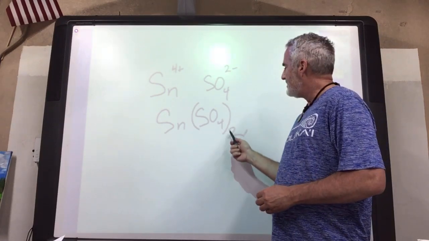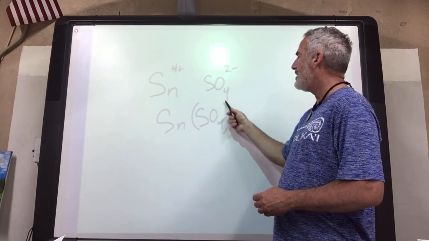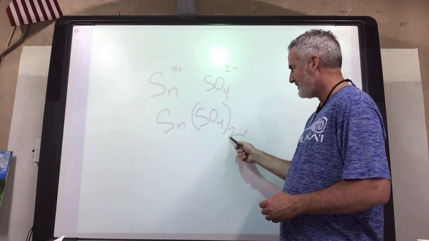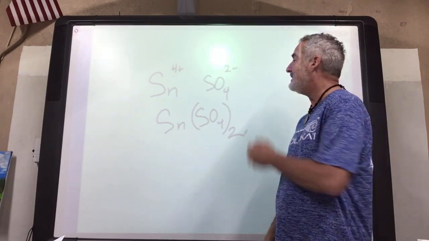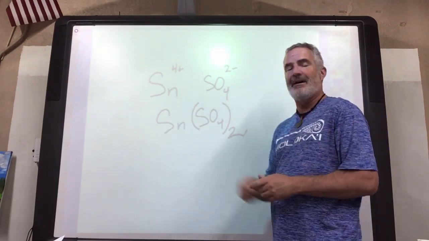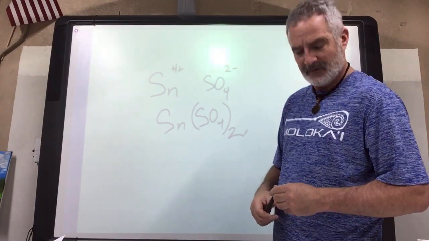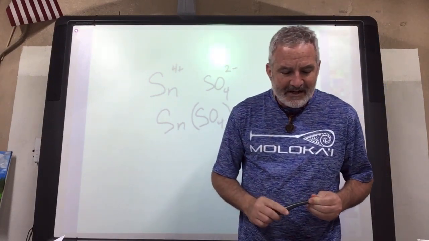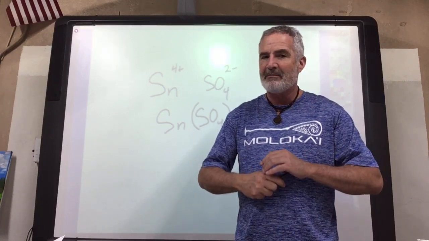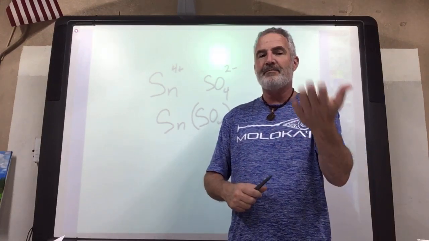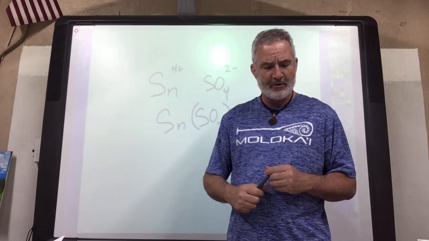All right, so we have 2 sulfates right there, and we have 1 tin ion. So 1 tin ion, and it's Sn(SO4)2. All right, so that is how you do that. I'm going to do a couple of these practice problems with you, and then you can do the rest of them on your own.